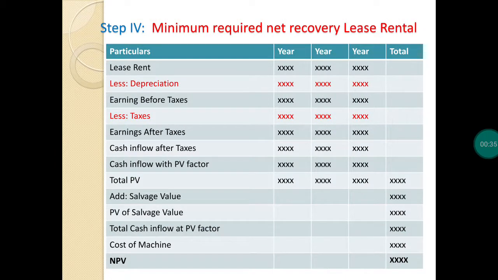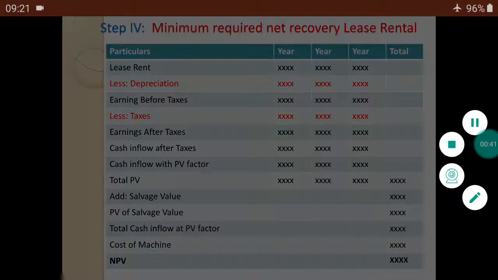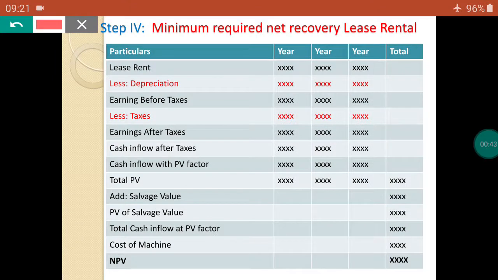Step number 4, minimum required net recovery lease rental. It means here the calculation of NPV. How to calculate NPV? We require lease rent. They provide years: year 1, year 2, year 3, year 4, year 5, year 6, like that. After that, they provide depreciation. Lease rent minus depreciation, you can get earnings before taxes.